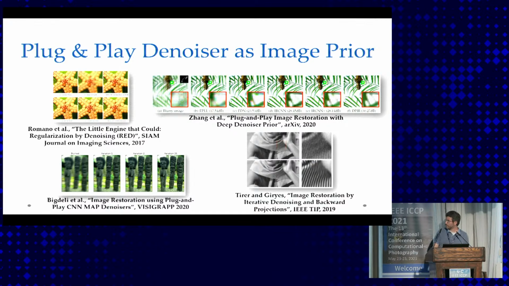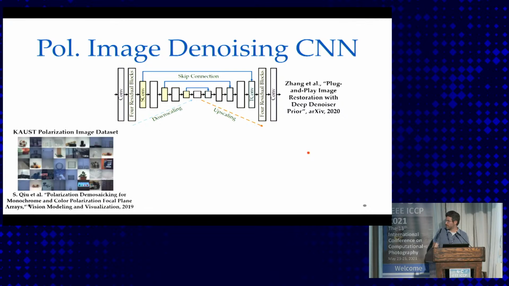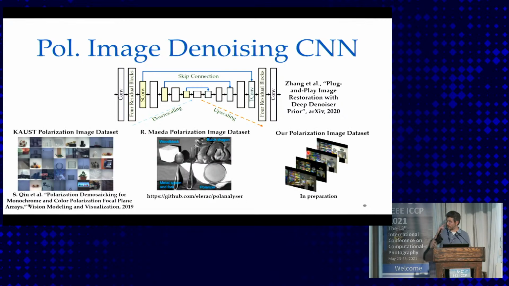So as a denoiser, we take some variation of U-Net. We train it using several polarization image datasets that are available and another dataset that we are generating and plan also to release in the following.